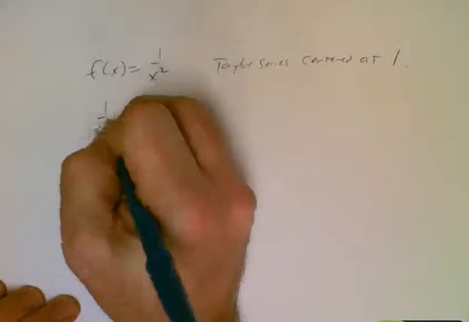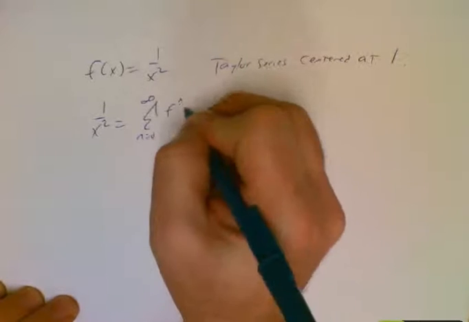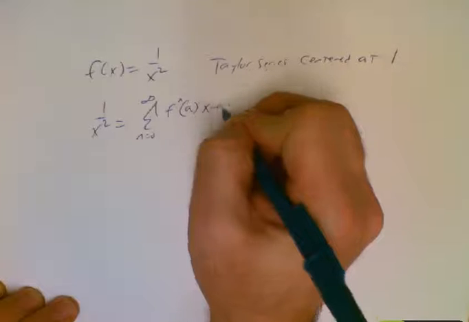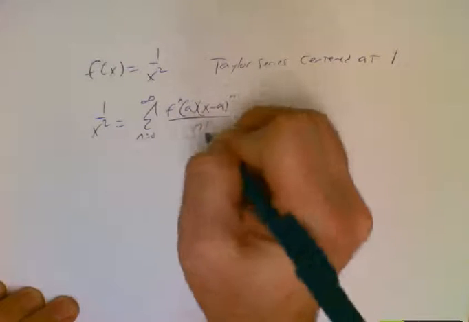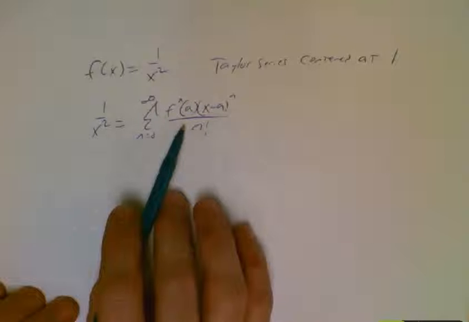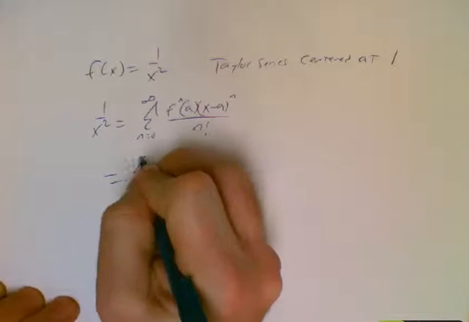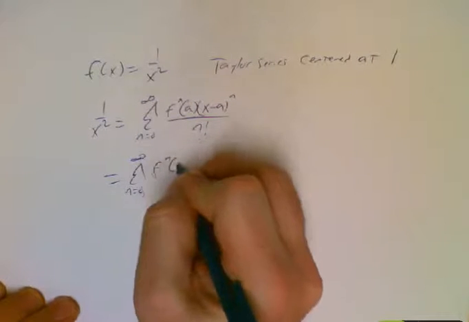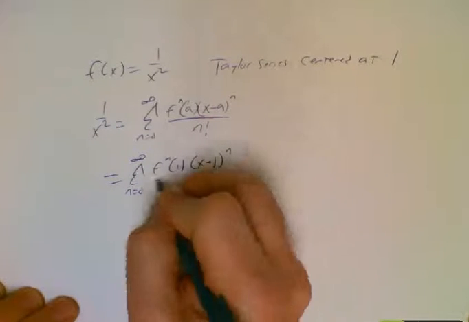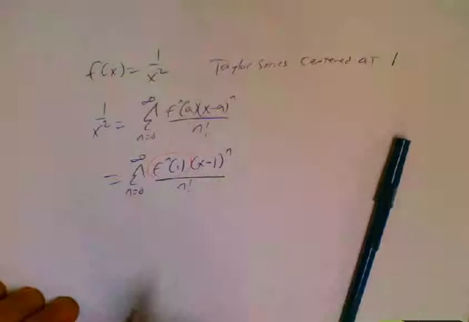So in general, my Taylor series would be the nth derivative evaluated at a times x minus a to the n over n factorial. That is our generic sort of Taylor series setup. And we know a is 1, so we can at least simplify that part. So this is the nth derivative at 1, x minus 1 to the n over n factorial. And then, like all the other ones, we really are focusing in on what that is.